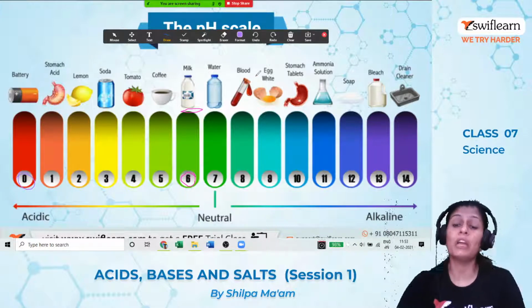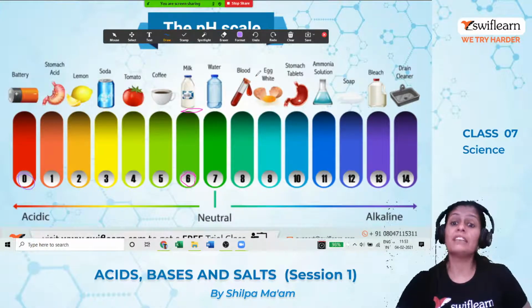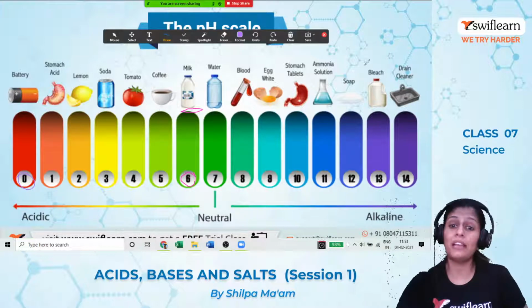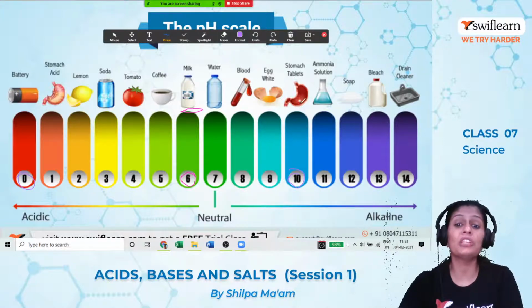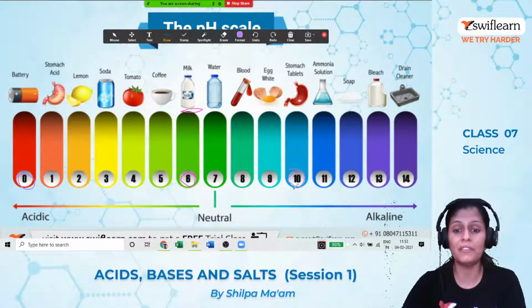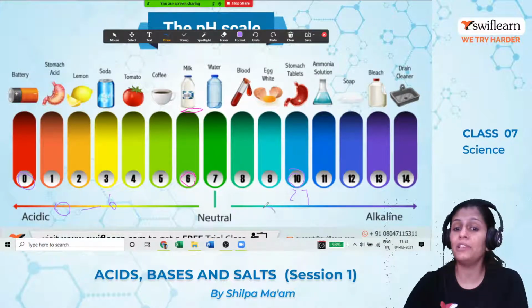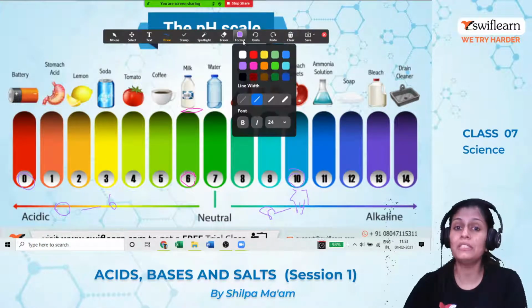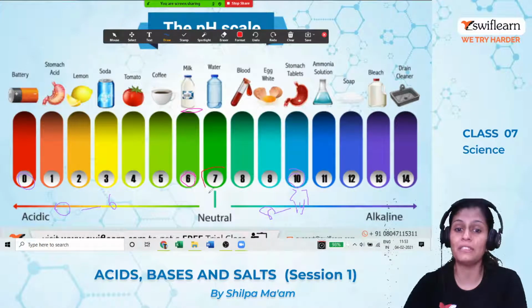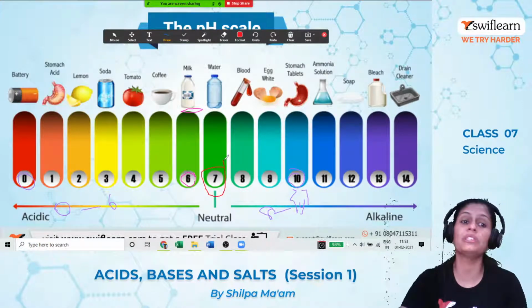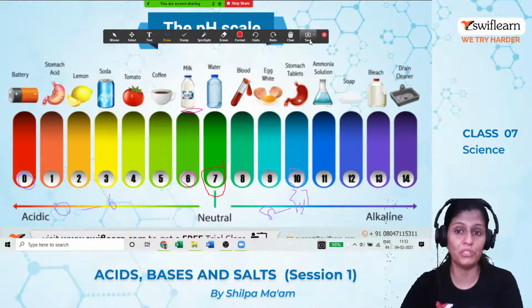If we talk about our stomach, the tablets which we take are basic in nature. They taste bitter. That is why they have a pH value of 10, which is greater than 7. So the acidic values are from 0 to 6 and the basic values are from 8 to 14. And what about this value 7? This value 7 is a special value that is given to the neutral solution. Your water is a neutral solution.